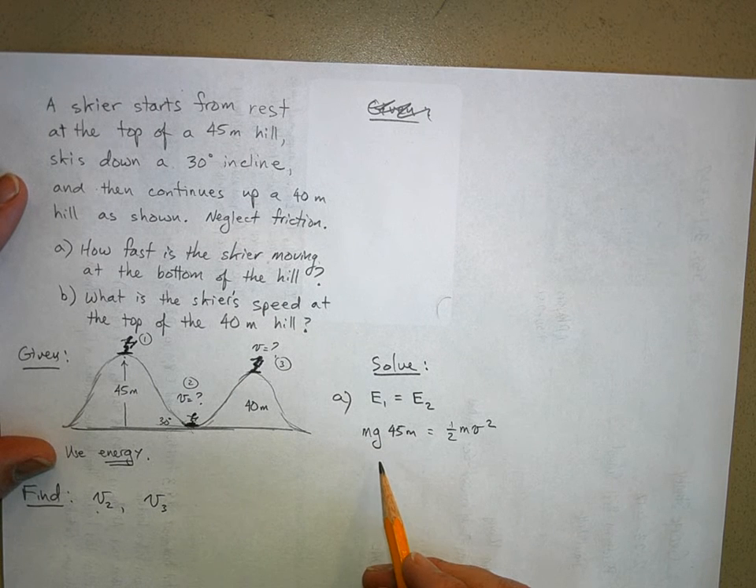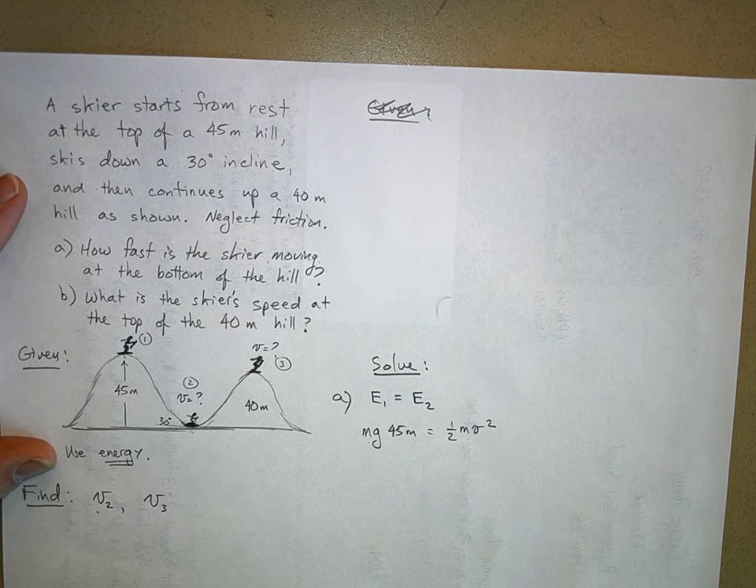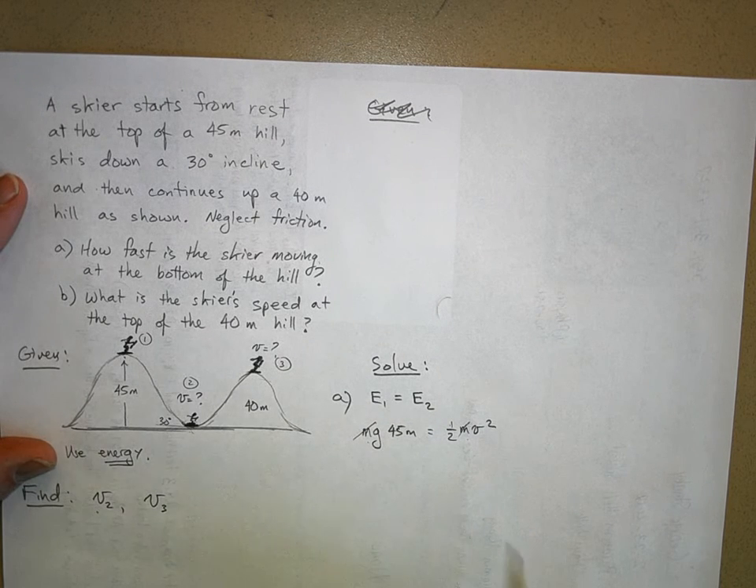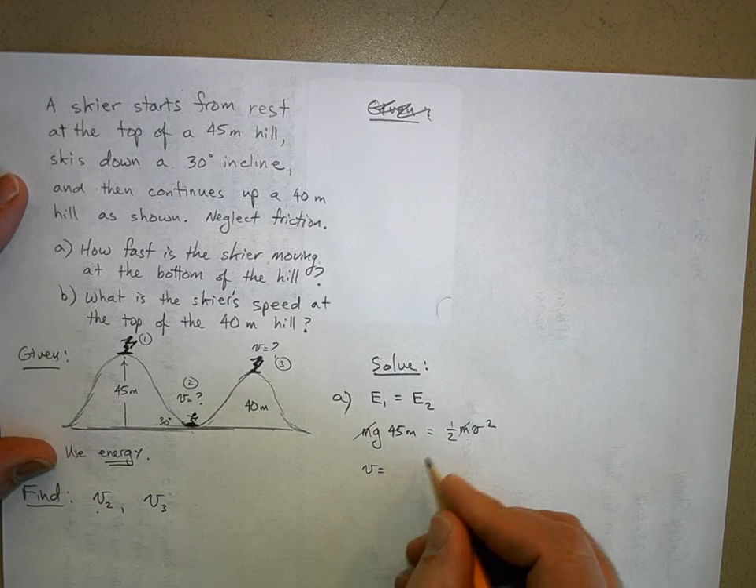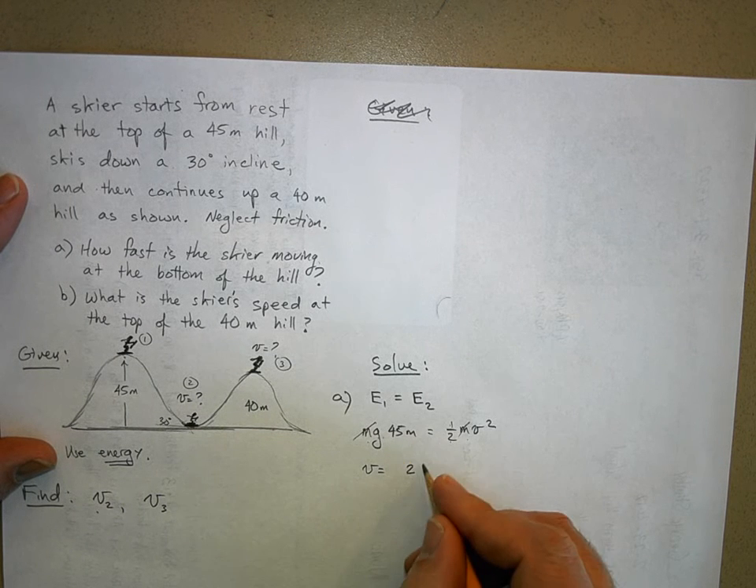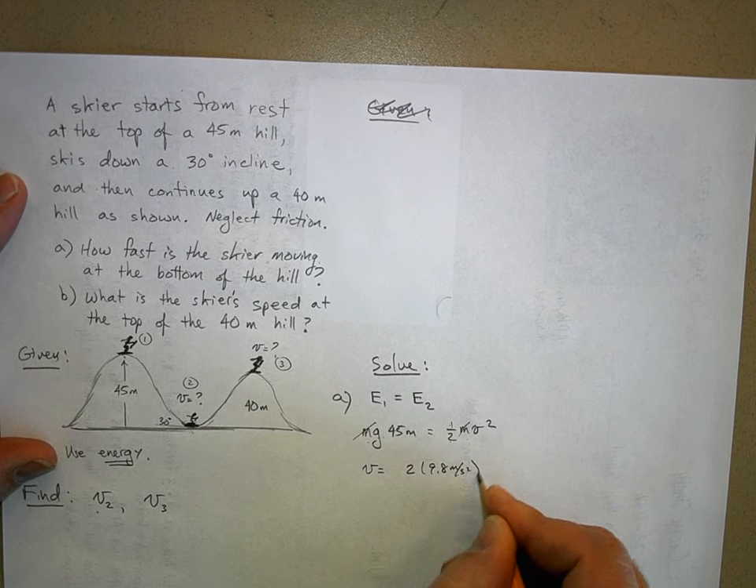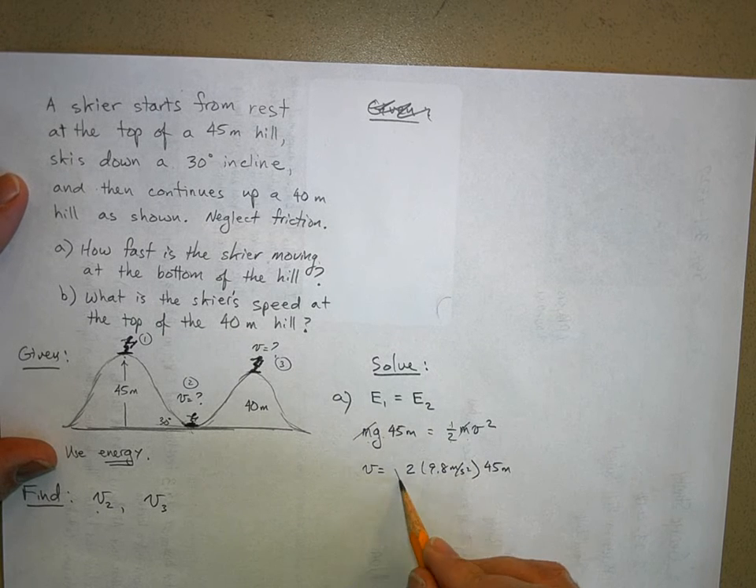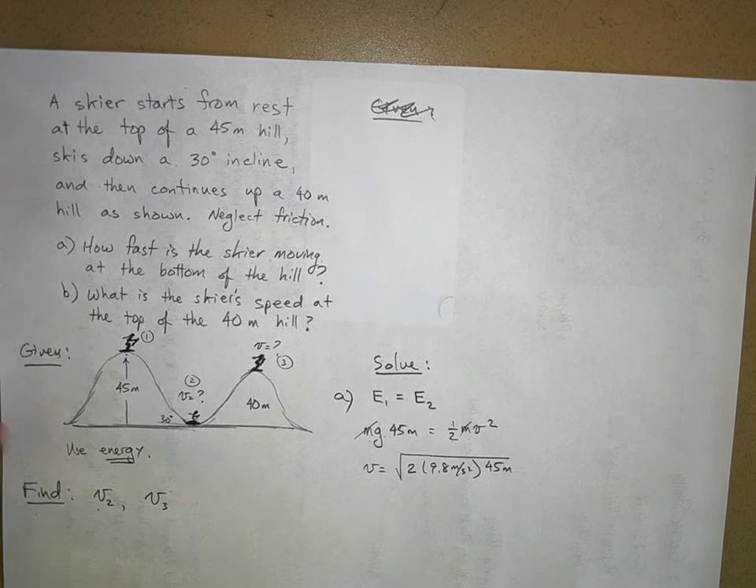And so now, look, I got mass here, I got mass here. They cancel out. And so now I can just solve for V. So V is equal to the square root of 2 times g times 45 meters. And what do you get for velocity when you do that? What'd you get? 29.7? Yeah. Okay. All right.